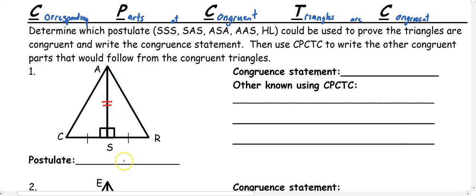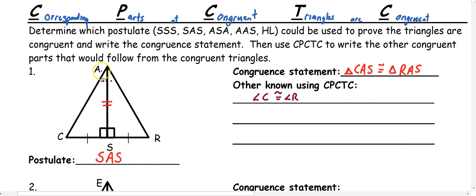So we used side angle side to prove the triangles are congruent because we have two sides and the right angle is touching both sides. So we make a congruency statement. We have triangle CAS is congruent to triangle RAS. Remember, order is important with the corresponding pieces. Now, when it says what else is known using CPCTC, we need to show things that are not currently marked that are also congruent. So one of those would be angle C and angle R.